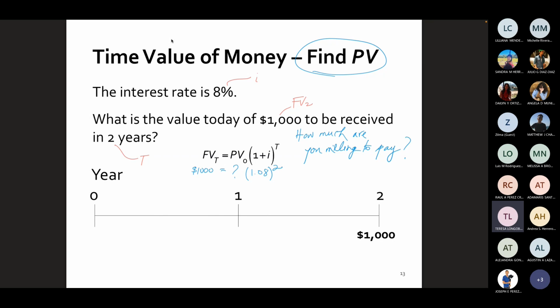So to find this, you do algebra, where PV0 is 1,000 divided by 1.08 squared. And I think that's what the first person who commented was meaning to say. Mathematically, we can use this same expression to solve for a different variable.